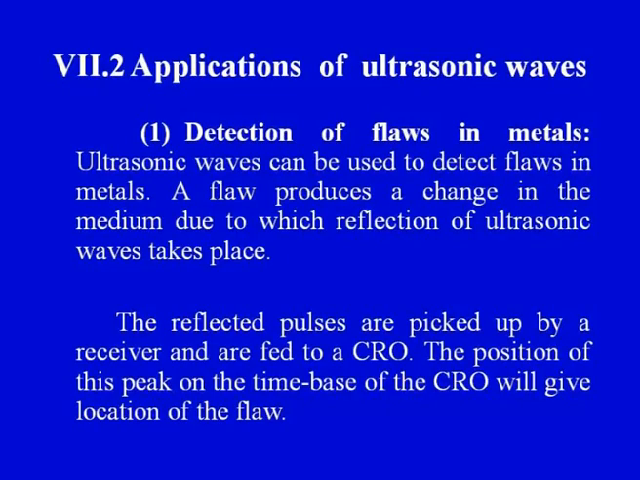This is an application in industry. The waves can be used to detect flaws in metals. A flaw produces a change in the medium due to which reflection of ultrasonic waves takes place. The reflected pulses are picked up by a receiver and are fed to a cathode ray oscilloscope. The position of this peak on the time base of the CRO will give the location of the flaw.